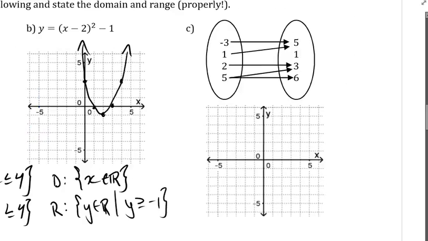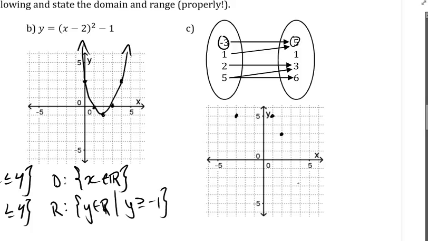Okay, good. What about this weird thing? This is just some kind of weird mapping notation. Your first one is always your input. So if I put in a -3, I get out a 5. I put in 1, I get out 5. I put in 2, I get out a 3. I put in 5, and wait a minute. There's 2 outputs. What does that mean?